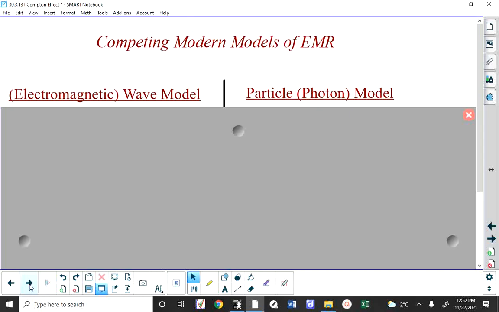One is the electromagnetic wave model, and one is the particle model, or the photon model. So very loosely, the one on the left is a wave model. The one on the right is a particle model, even though light doesn't really consist of actual particles. Those photons are like particles.